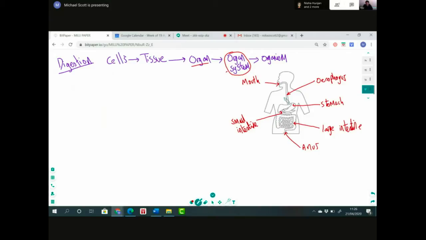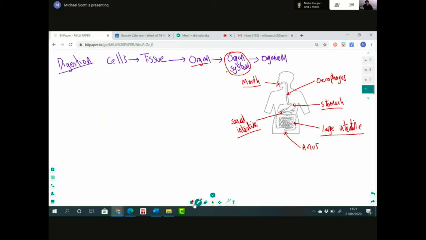Now, you could typically be asked in an exam to describe the pathway of food through the digestive system, where you'd have to remember what happens in the mouth, what happens in the stomach, what happens in the small intestine, and what happens in the large intestine. You could be expected to describe the pathway that the food takes through the digestive system.